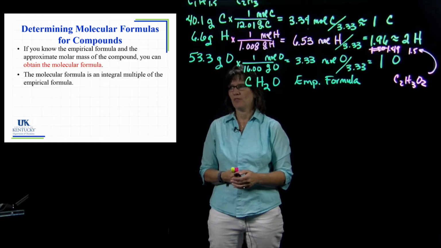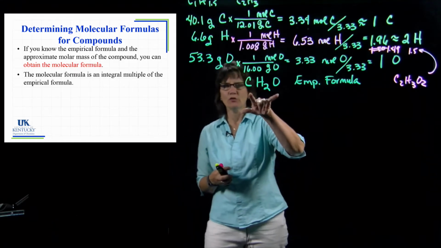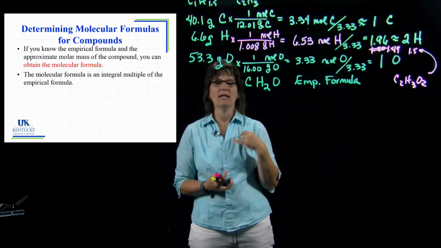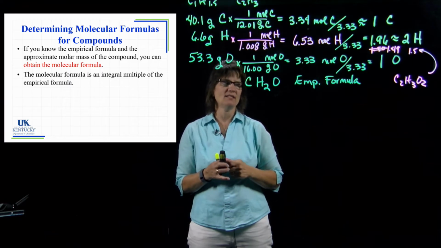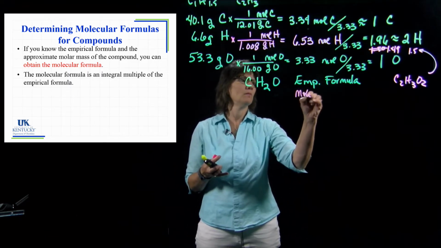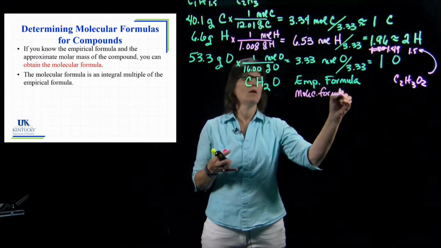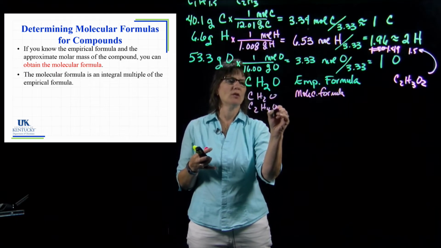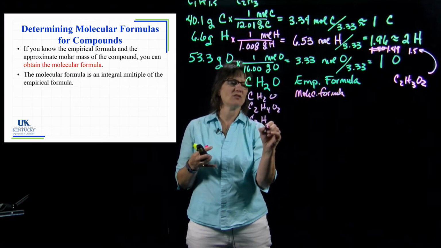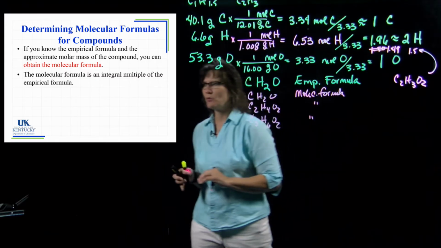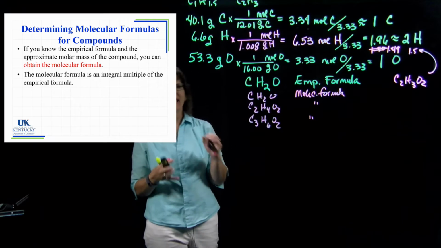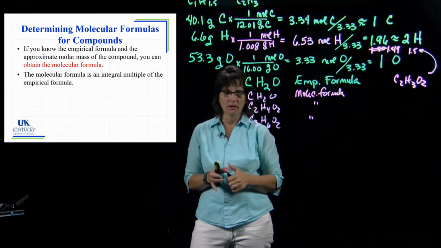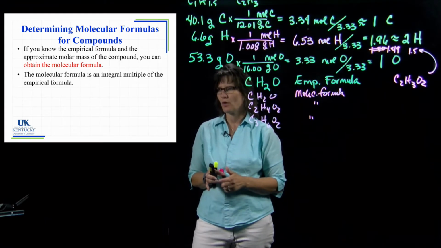So how would we do that? This is what we know. The empirical formula is this. The molecular formula is some integral multiple of that. It's either 1 times this, in which case the molecular formula would be CH2O. If it's 2 times this, it'd be C2H4O2. If it's 3 times this, it'd be C3H6O3. One of these is the correct molecular formula, but I can't know that unless I'm given the piece of information there, the molar mass of the compound. Okay, once I know the molar mass of the compound, I'll know which one of those would fit.